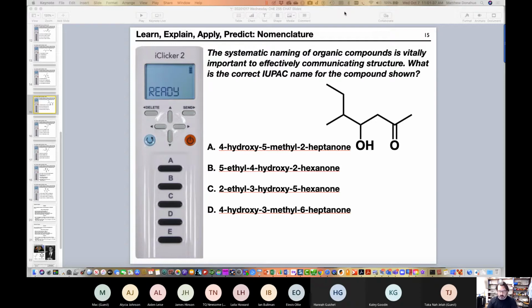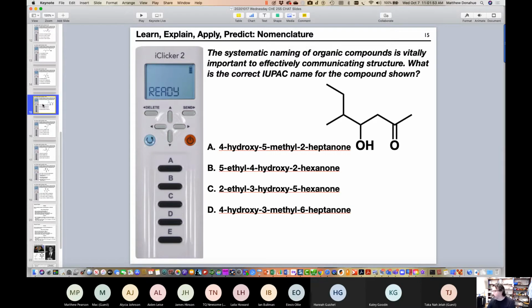Conformational analysis is pretty important because it applies to figuring out how reactions can occur through major and minor pathways to give different products. So let's go ahead and get started.